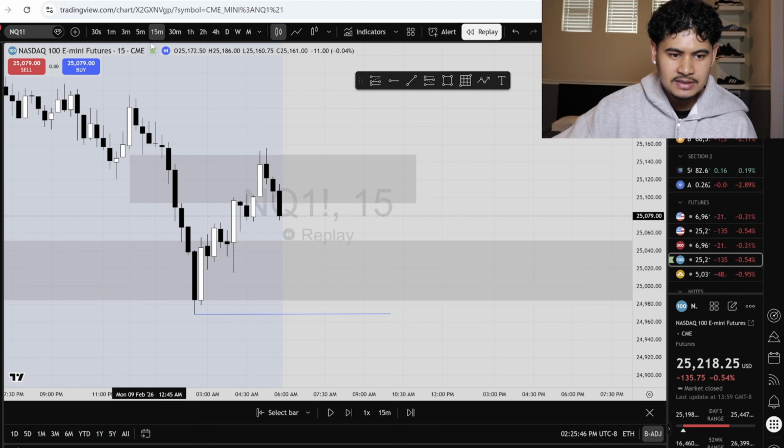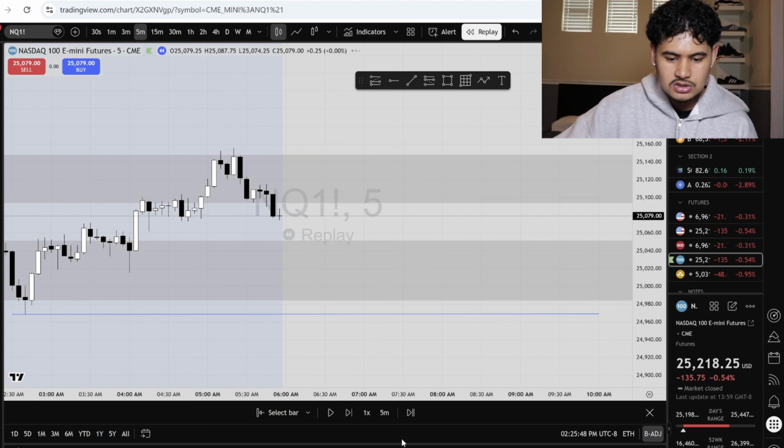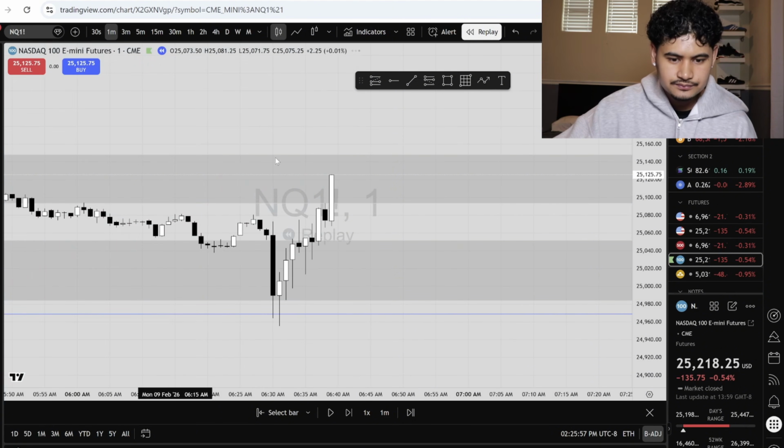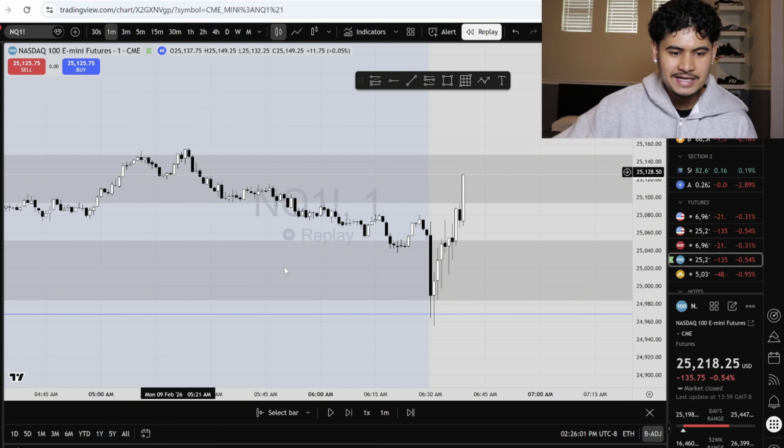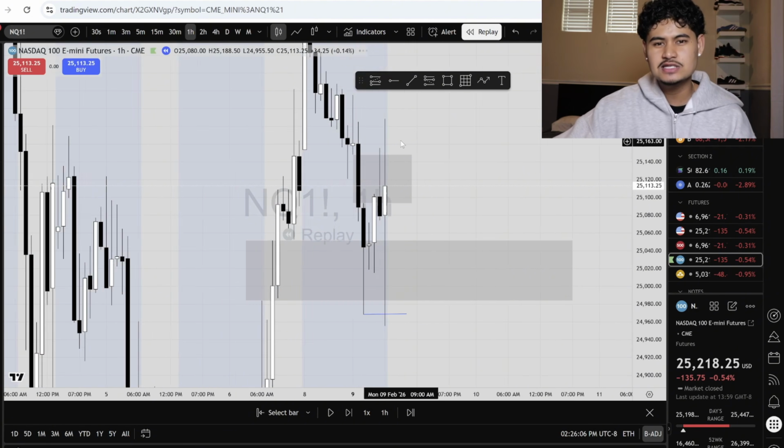So what happens? Let's go to market open. 6:15. And then you can see right here, price instantly at market open goes to this drawn liquidity. We're reacting off of this 1-hour fair value gap. So that is how I like to use fair value gaps.